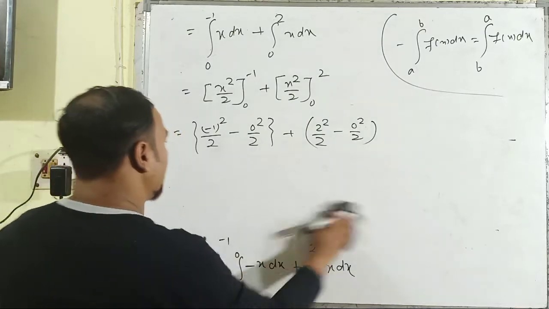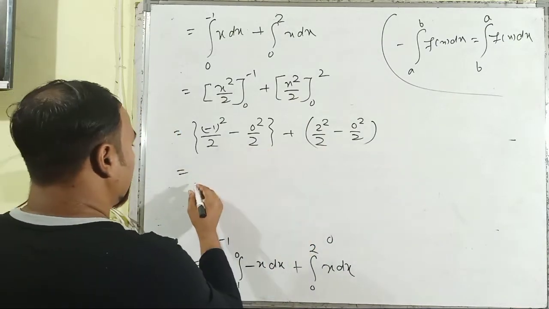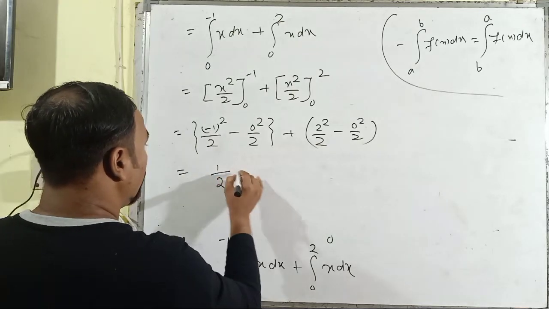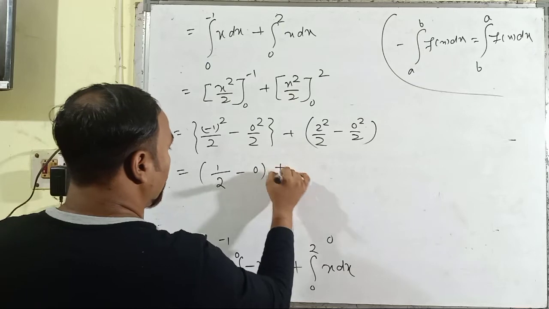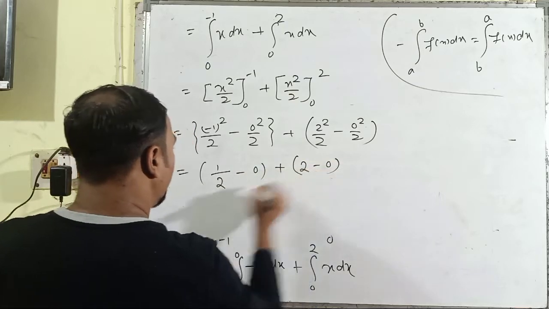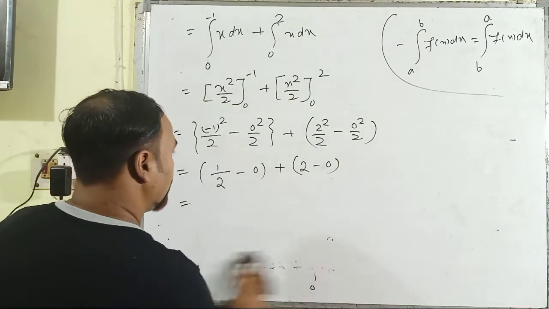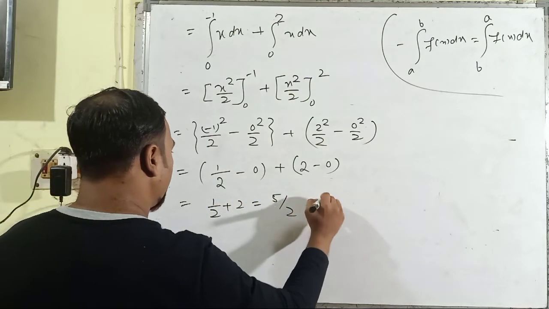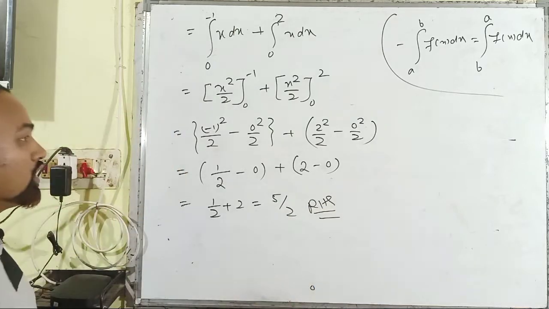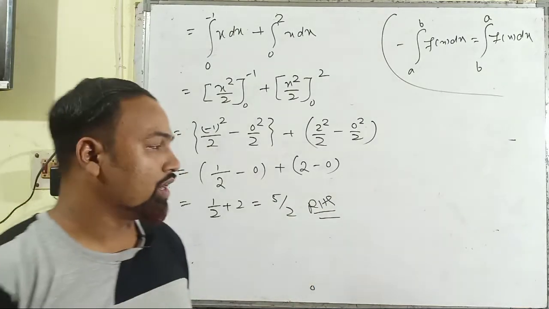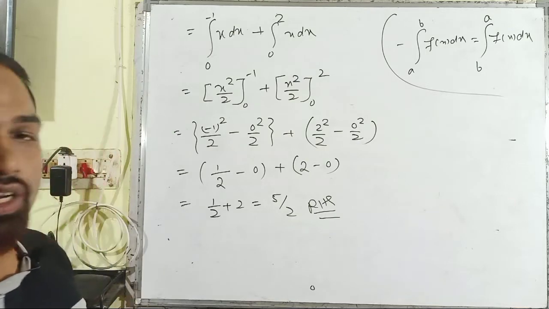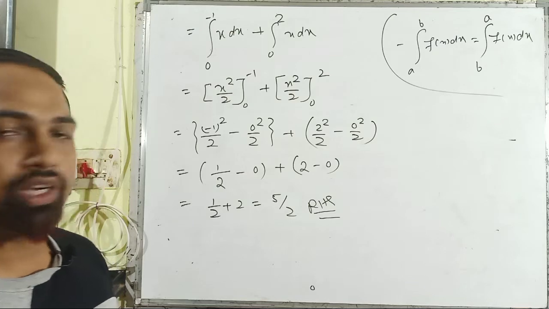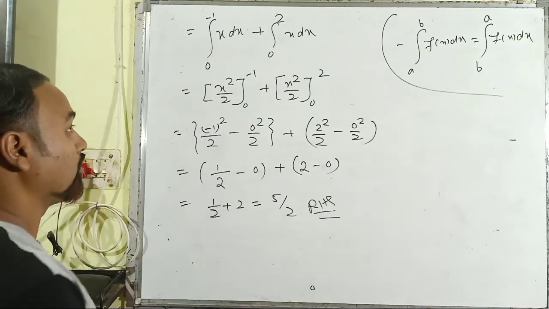And at last we can just solve the steps and find the answer. Here it is 1 upon 2 minus 0 plus 2 minus 0, then it is half plus 2, that means it is 5 by 2, which was the required value on the right hand side. So this is the basic, fundamental procedure to solve the definite integral of modulus functions, and it is a very simple problem. Then let us move towards some of the rest of the problems based upon this fundamental topic.